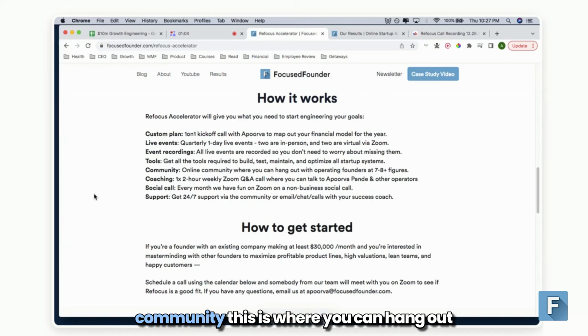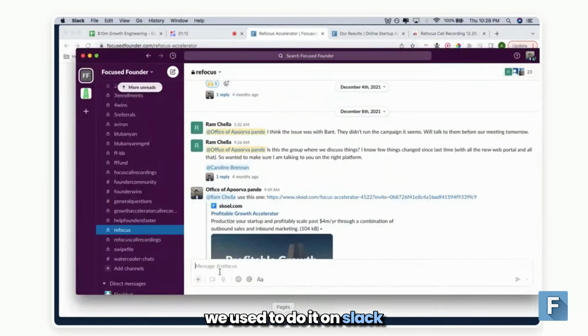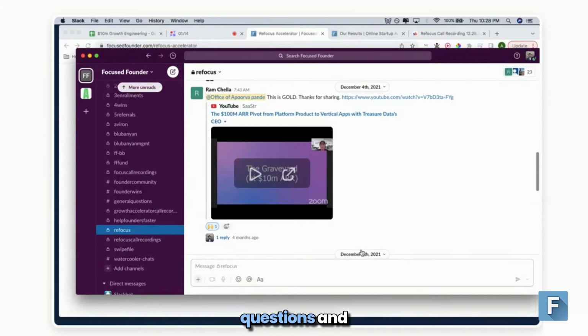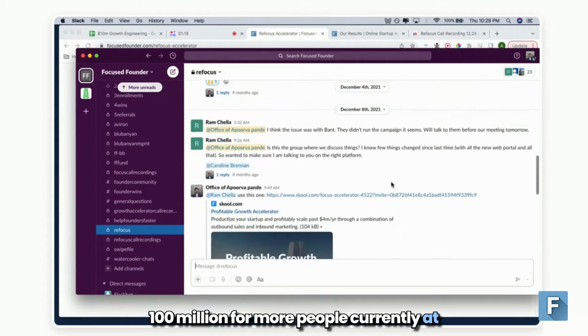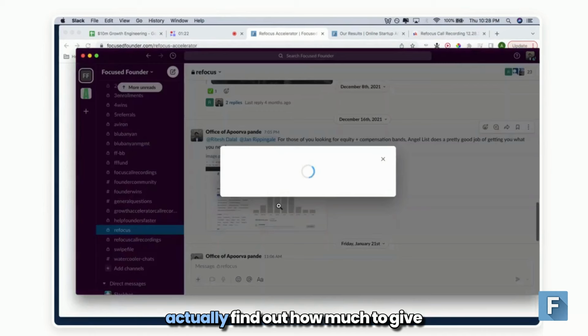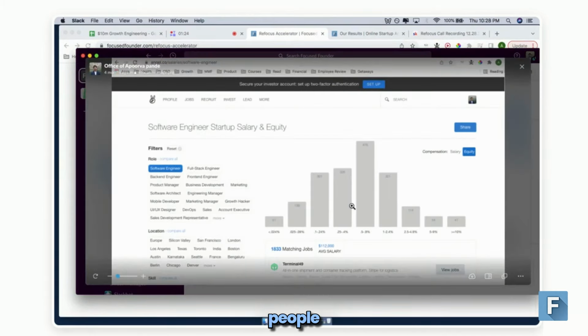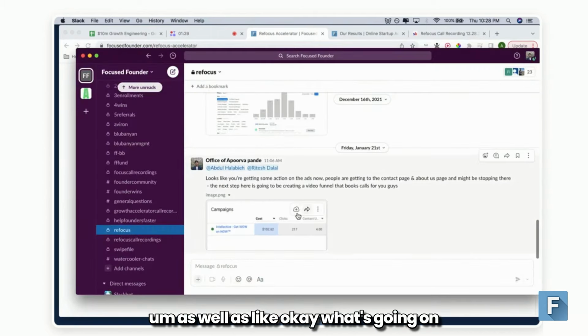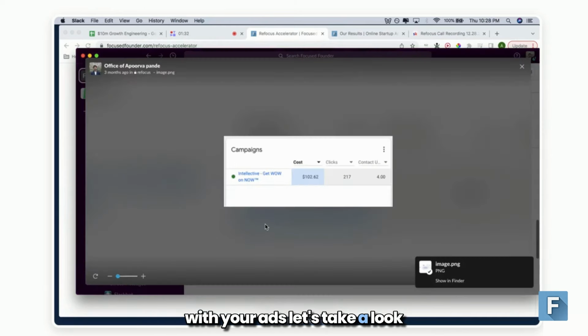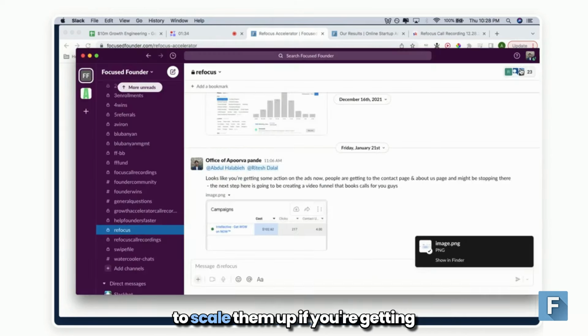Then after that, there's the online community. This is where you can hang out with founders that are operating at 7 or 8 figure businesses. We used to do it on Slack. People used to come in and ask questions, and we talk about how to scale to 100 million from where people are currently at, or how to actually find out how much to give people when it comes to salaries and equity, as well as, okay, what's going on with your ads? Let's take a look and make sure that you're able to scale them up if you're getting conversions, or fix the conversions if you're not. It's a really great community to have.